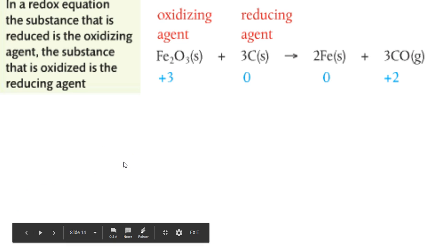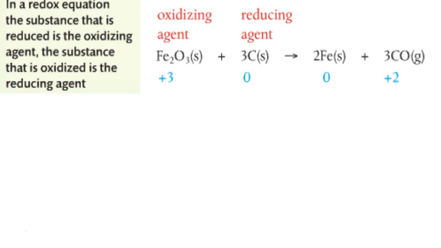The reducing agent, we see carbon's going from 0 to +2, so it's losing electrons. Losing electrons is an oxidation reaction. So it's called the reducing agent because it is the one doing the reducing to the iron oxide. So it's kind of backwards.